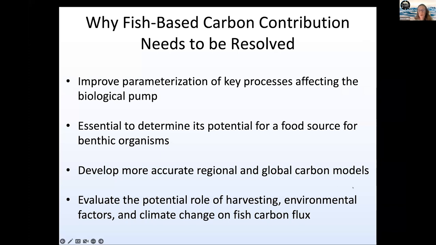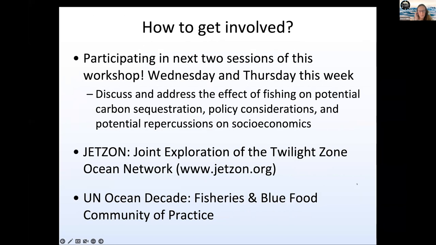So those are very good reasons for why we are here today. I know that's why I'm here today. So how can you get more involved? Participating in the next two sessions of this workshop, Wednesday and Thursday this week. Please join if you are interested in how we're moving forward on this. There's also a few other groups that you could look up and join. JETSON, the Joint Exploration of the Twilight Zone Ocean Network. I left their website there. And the UN Ocean Decade is running a fisheries and blue food community of practice as well that you could possibly participate in soon.